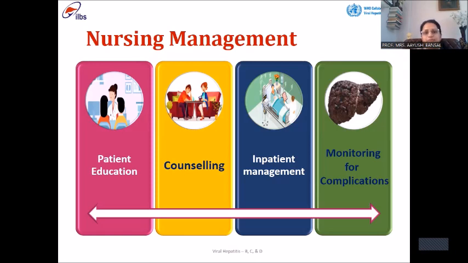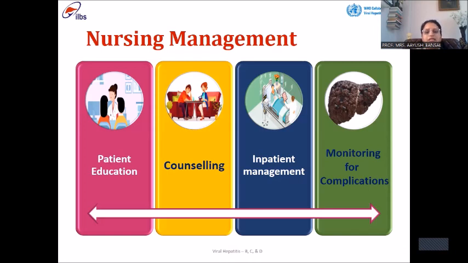It is very important to educate the patient and their relatives about hepatitis B spread. Second, हमें देखना होगा उनका इम्यूनाइजेशन स्टेटस पेशेंट का as well as उनके फैमिली मेंबर्स का. So the immunization and vaccine education is a very important aspect.